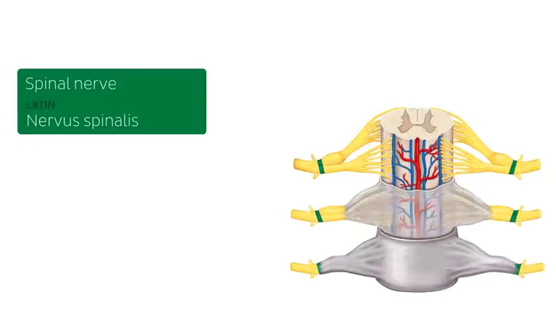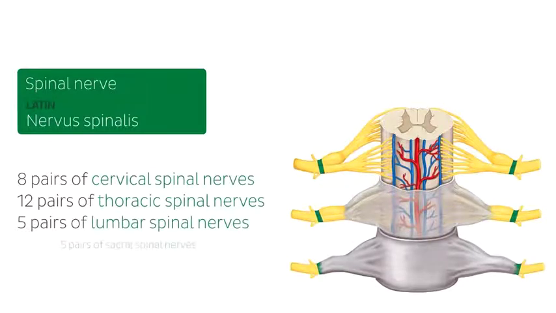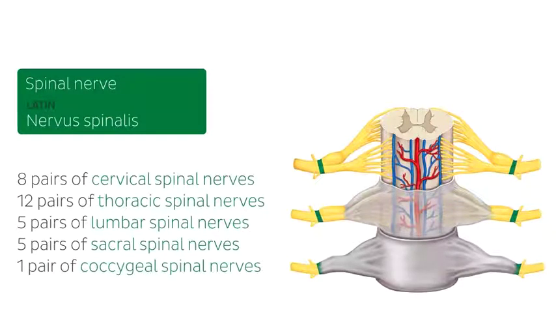There are 31 pairs of spinal nerves, and they can be grouped according to each section of the spinal cord. So to break it down, there are 8 pairs of cervical spinal nerves, 12 pairs of thoracic spinal nerves, 5 pairs of lumbar spinal nerves, 5 pairs of sacral spinal nerves, and 1 pair of coccygeal spinal nerves. All of these nerves emerge from the vertebral canal through the intervertebral foramina to reach and innervate one part or aspect of the body.